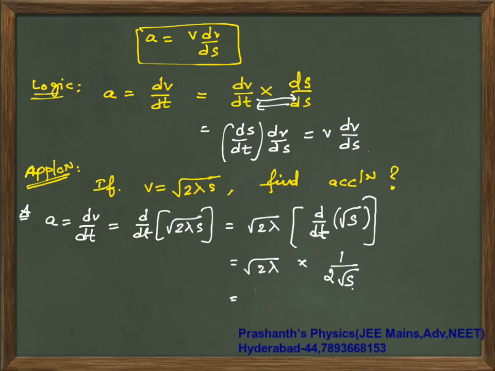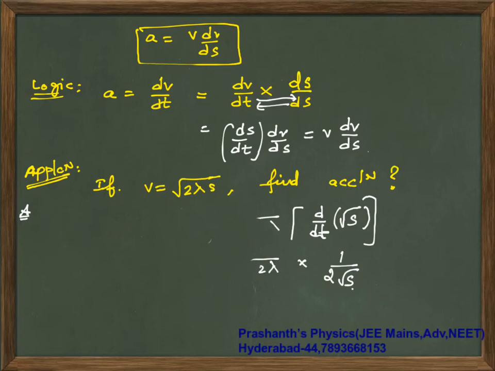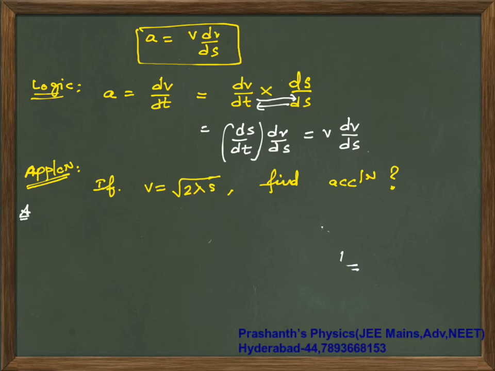No, you are not doing this. Sorry, this calculation is wrong. You have to do dv by ds, no? Just hold on.